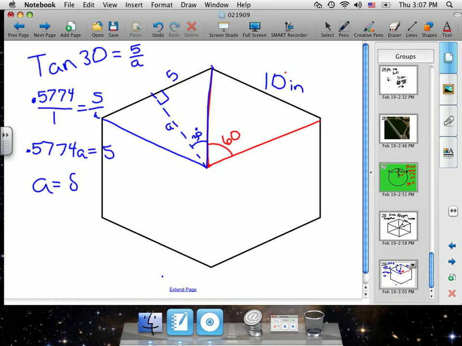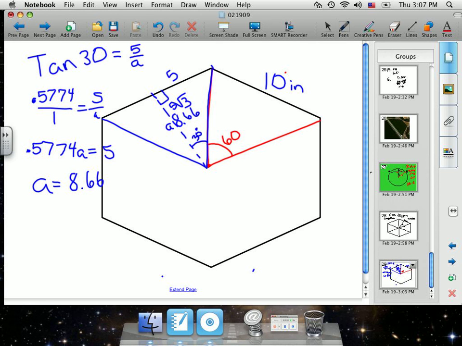It is 9 if you round it, depending on how far you need to round it. We're going to use 8.66 just to get a little more accuracy, not that we necessarily need to. It's also 5 times the square root of 3 if you remember the 30, 60, 90 triangle stuff. But if you don't remember that, just use trig.